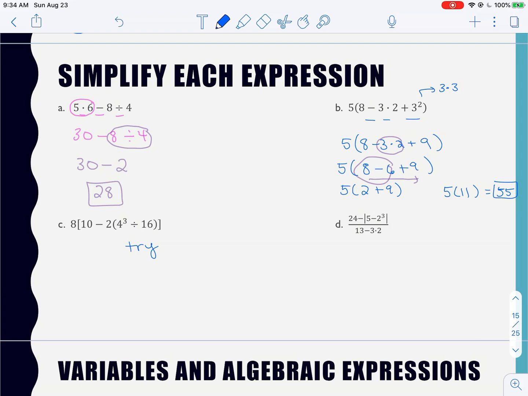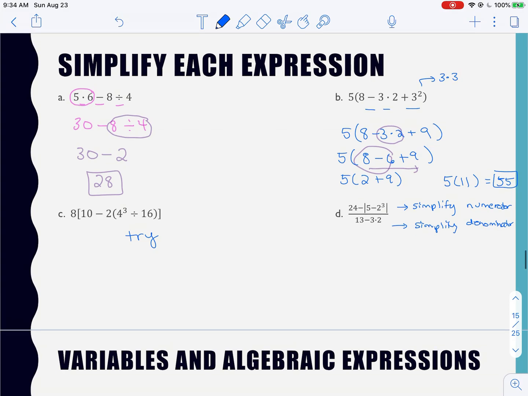When order of operations comes with a fraction, you simplify the numerator first. You simplify the denominator. And then you can simplify the overall fraction as the last step. So I have an absolute value. Absolute value you kind of can view as parentheses. So I have 24 minus the absolute value. I'm going to do the exponent first.